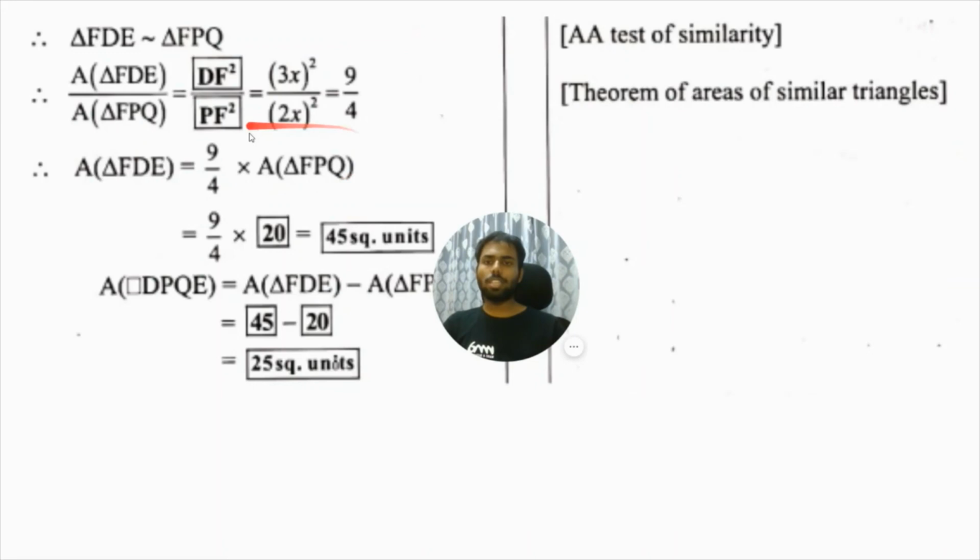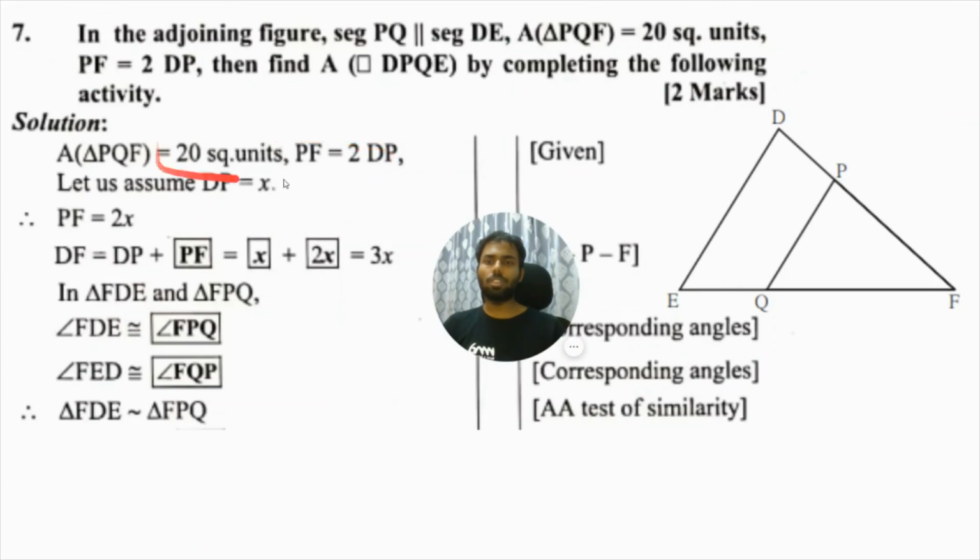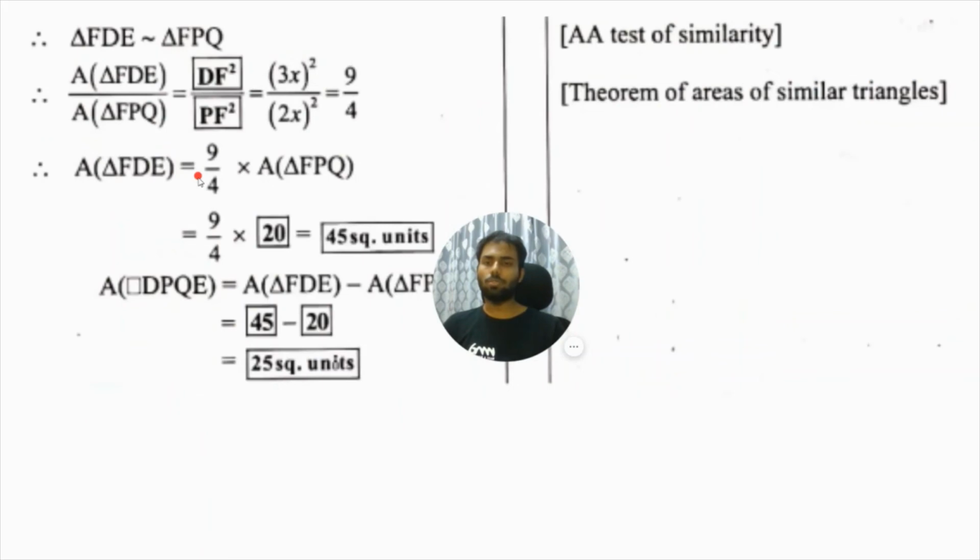Okay, so what is the area of triangle FPQ? Area of triangle FPQ is 20. Where did we find this? We had found it here, right? It was given that the area of triangle PQF is 20 square units. So I wrote 20 here. So 4 1s are 4, 5s are 9, 5s will be 45 square units.